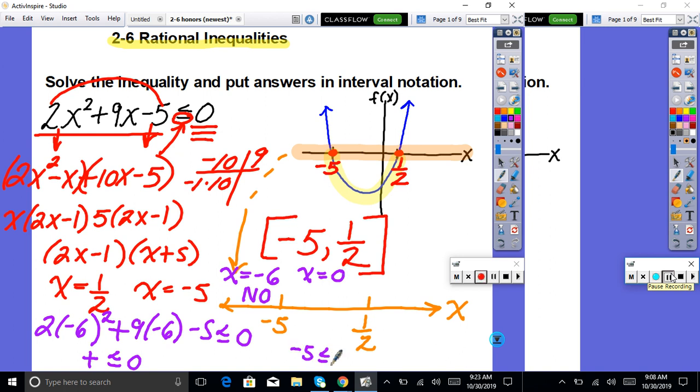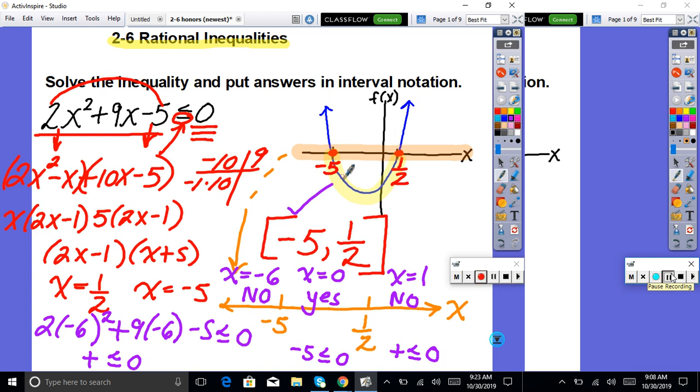Is that less than or equal to 0? Yes. Okay, great. And then if I would have plugged in x equals, I don't know, 1, it would have been a positive number. Is that less than or equal to 0? No. So then we could have seen our answer right here. It was a yes in this interval, and a no. So our answer was from -5 to 1/2. That's where our yeses were. Does everyone see how we got the same answer?